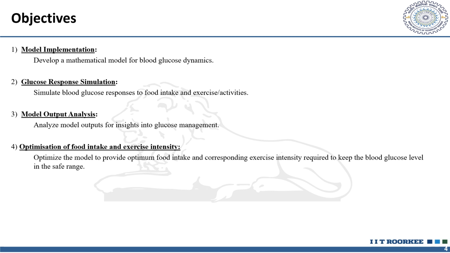The third objective was to analyze the model output. Basically, we analyze the change of parameters or change of the daily habits of food intake, exercise, or activities which change the blood glucose level in our body. The final objective was to optimize the food intake and the exercise intensity when the blood glucose level was coming out of range. So basically, the model gave us results when the blood glucose was coming out of range.